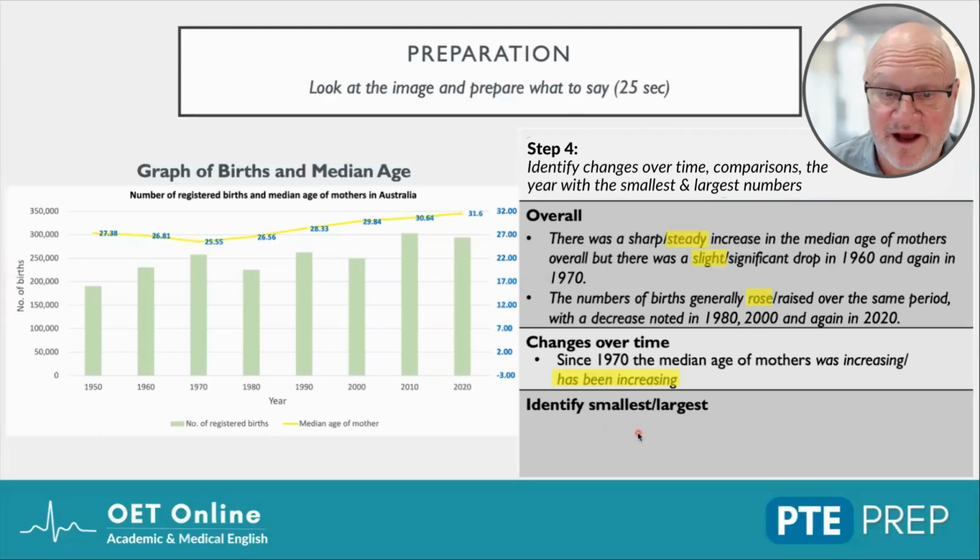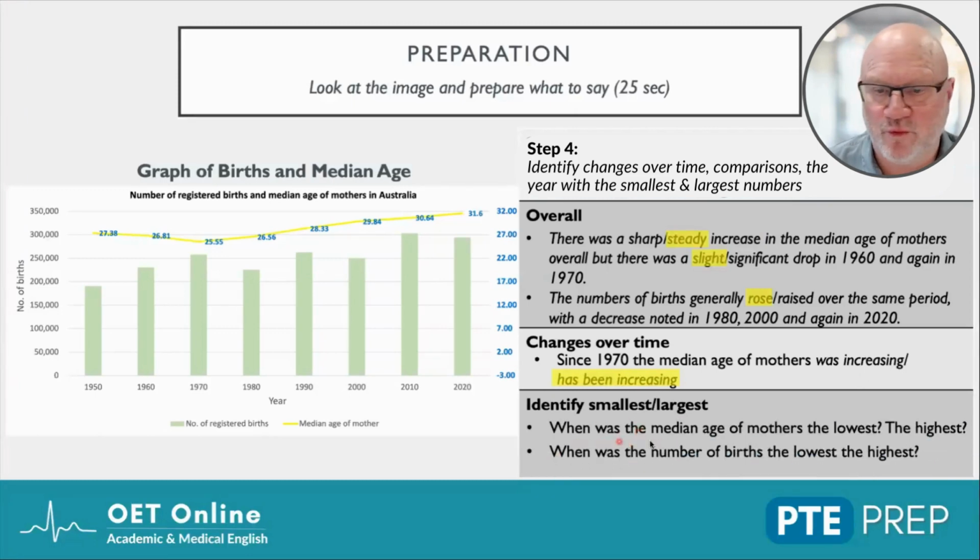Identifying smallest and largest. So a question for you, when was the median age of mothers lowest? So we follow the yellow line and we see it was 1970. When was it the highest? 2020 is when it was the highest. And when was the number of births the lowest and highest? And again, we can see the number of births is different. It was 1950 and it was at its highest at 2020. So all that data is available for you. You need the correct grammar to be able to express that information.